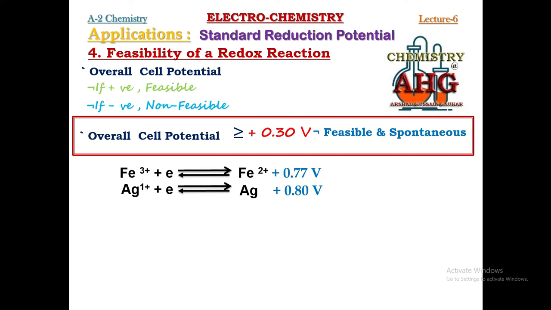I have told you silver would undergo reduction. So what you should do, in case of the iron half cell, you must write down the oxidation equation. How to write down the oxidation equation? You must reverse the chemical equation given for the iron half cell. How to reverse? Reactants will become products and products will become reactants.